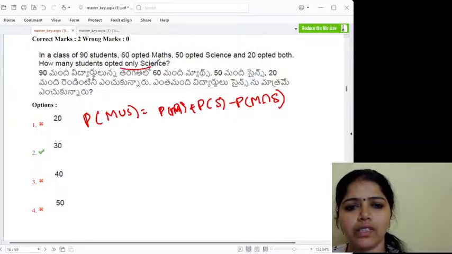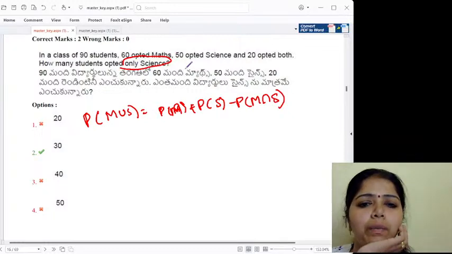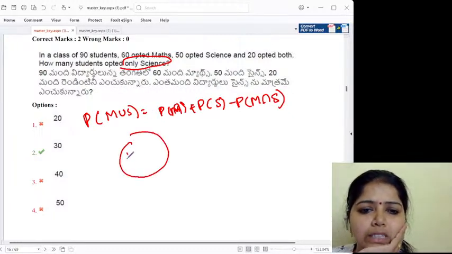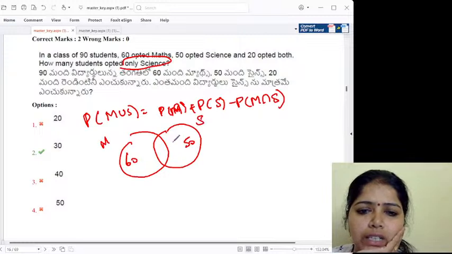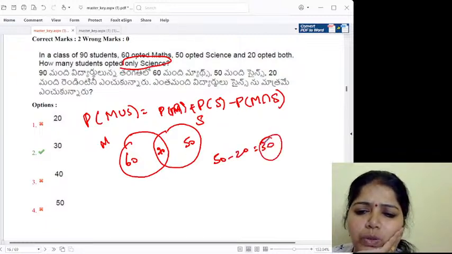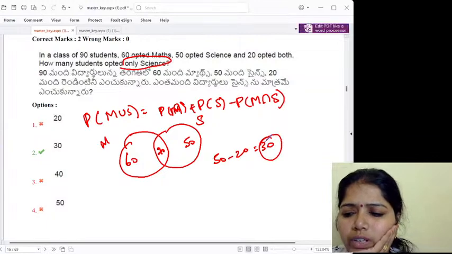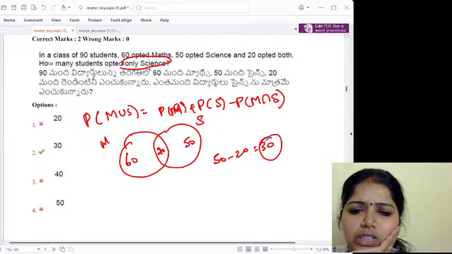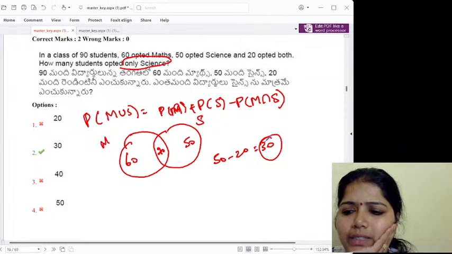They have asked only Science, so we have to simply subtract. Maths is 60 and here 50 is Science. And this is a common area where they opted for both. Very simple, no need of a formula, just 50 minus 20, that is equal to 30. That's all. No need to do too much, just subtract and we'll get it easily.